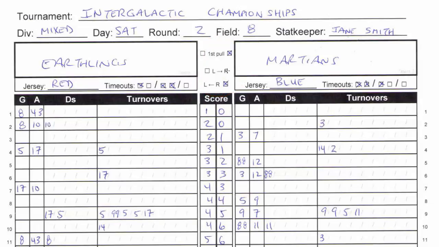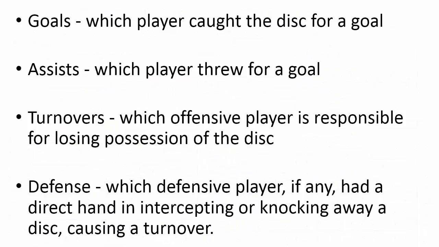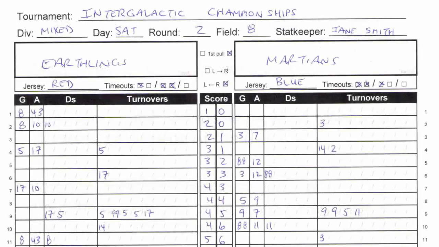The most important of these is who pulled first, since it helps the statistics team understand the rest of the document. Over the course of the game, you'll be collecting information about 4 key statistics. Goals, which player caught the disc for a goal. Assists, which player threw for a goal. Turnovers, which offensive player is responsible for losing possession of the disc. Defense, which defensive player, if any, had a direct hand in intercepting or knocking away a disc, causing a turnover. You won't be recording every throw and catch, just these key statistics.